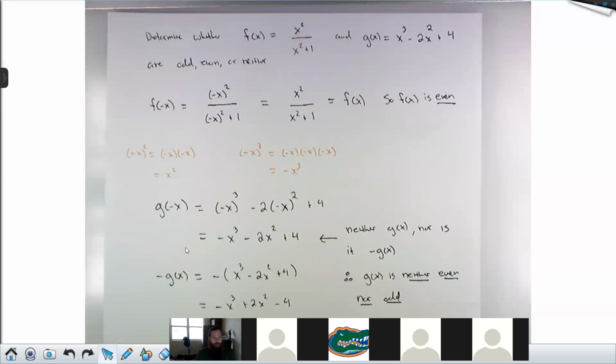Right, here we have this written just to check and see what negative g of x would look like, because this kind of looks like it might be that, but it's not.